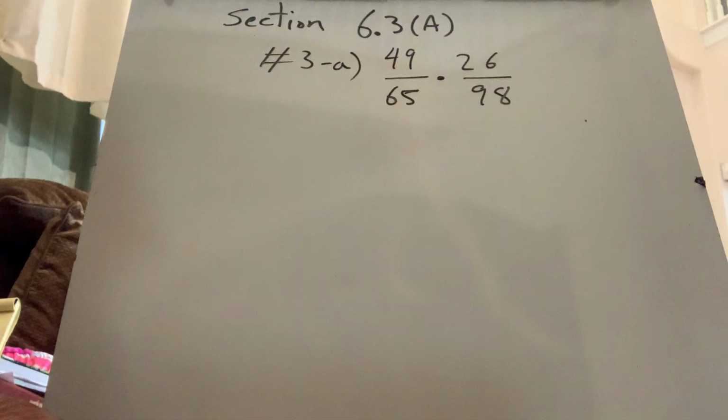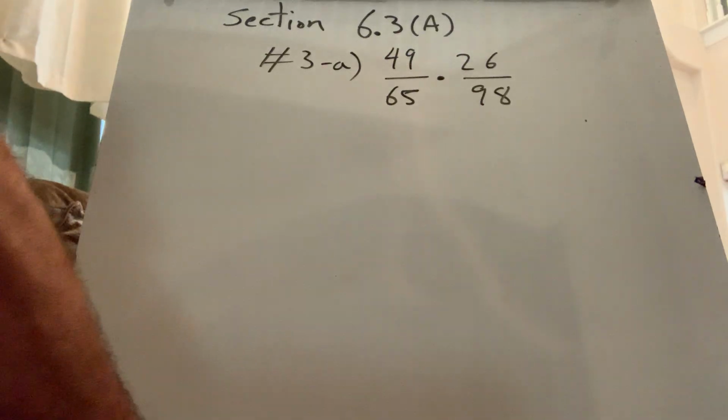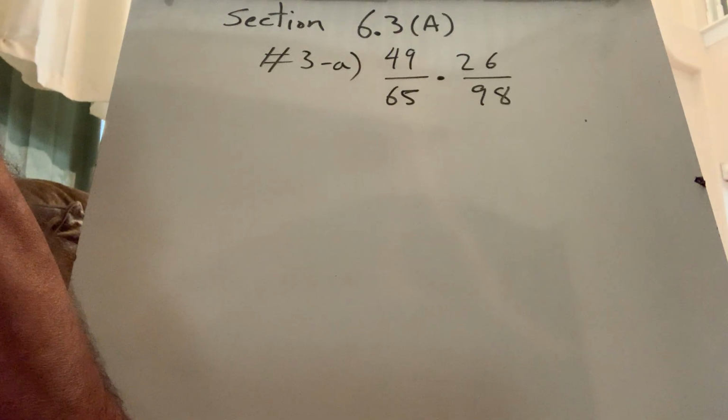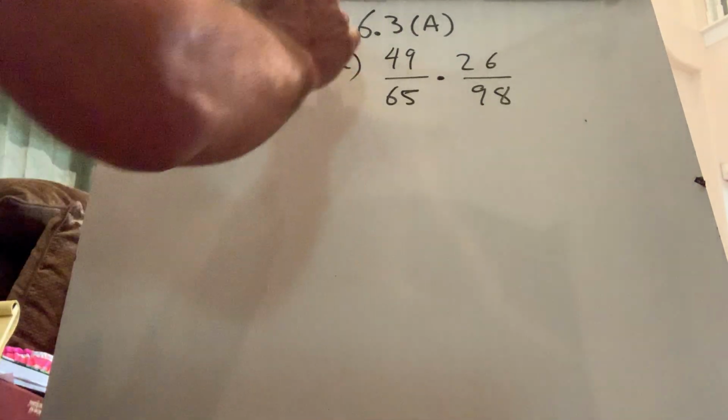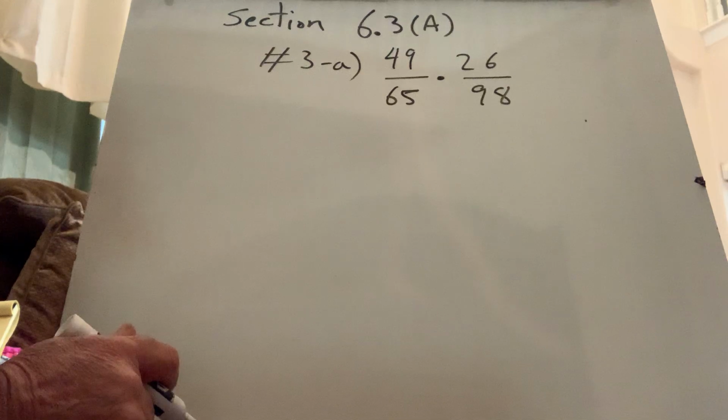Number 3 says, find each of the following product of rational numbers. Remember, rational numbers are basically referring to these fractions. They're known as rational numbers. And it says to write your answer in simplest form. As you know, every fraction at the end should be written in the simplest form, which means you want to cancel common factors at the end.